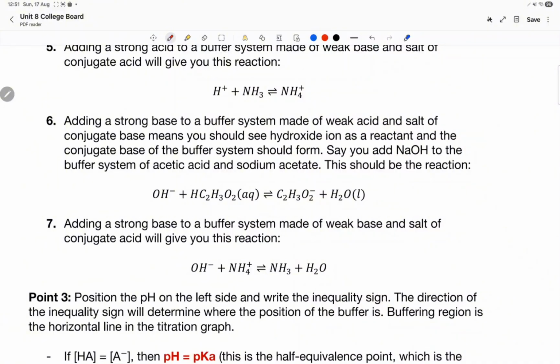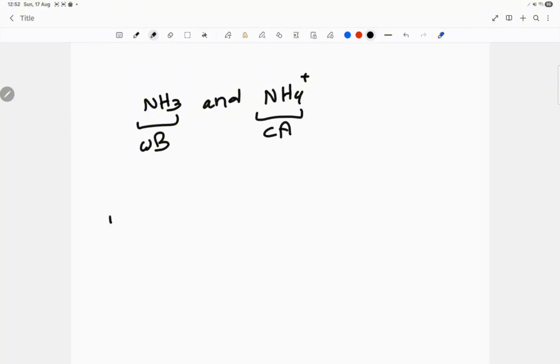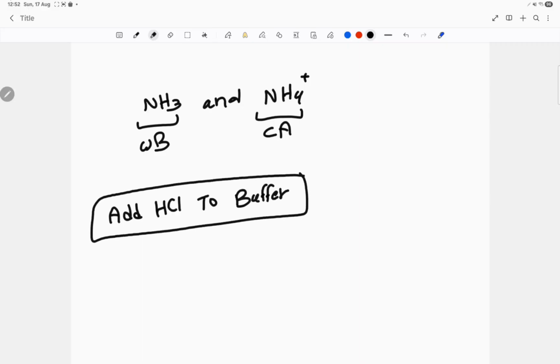Let's do some more reactions. Imagine I have a buffer system made of ammonia and NH4 plus. Ammonia is the weak base, NH4 plus is the conjugate acid. And now imagine I add HCl to the buffer. Can you write me the net ionic equation?